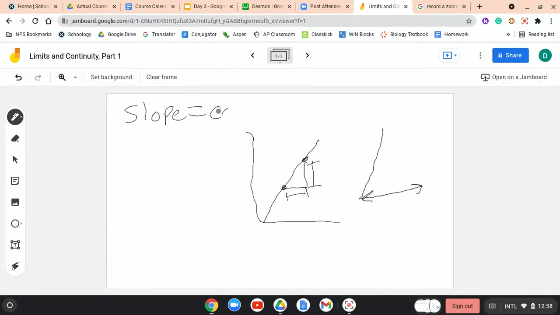In fact, let me erase this. I'm going to say ROC for rate of change. We say that slope and rate of change are just two sides of the same coin. They represent the same thing. The slope is a direct representation of rate of change. Whatever the slope is indicates whatever the rate of change is. A higher slope, the graph is changing quickly. Lower slope, the graph is not changing quickly. All right.